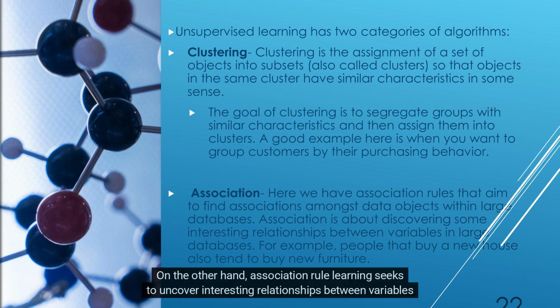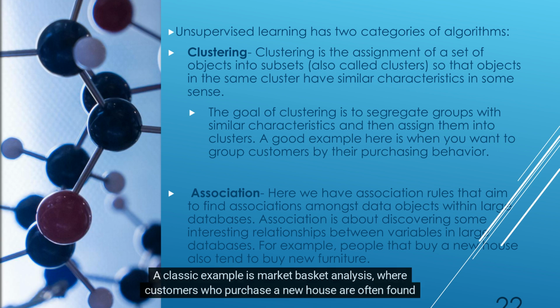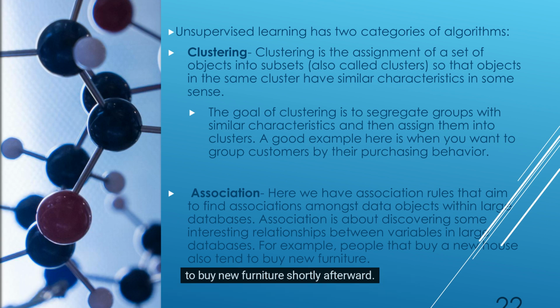On the other hand, association rule learning seeks to uncover interesting relationships between variables in large datasets. Rather than grouping similar data points, association looks for patterns that link different attributes together. A classic example is market basket analysis, where customers who purchase a new house are often found to buy new furniture shortly afterward.